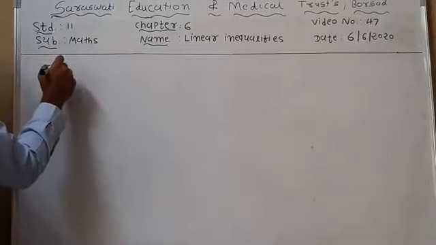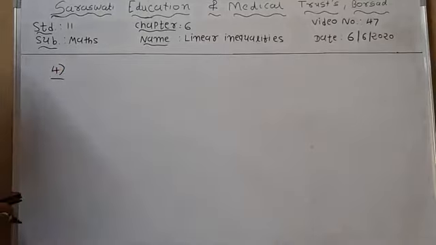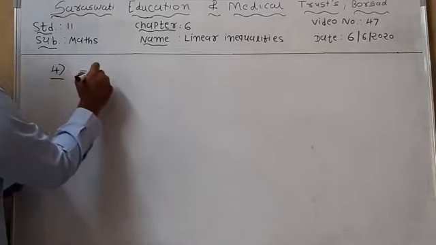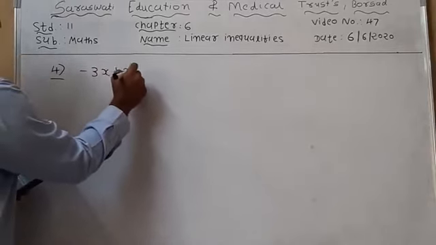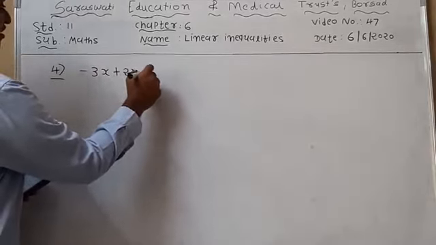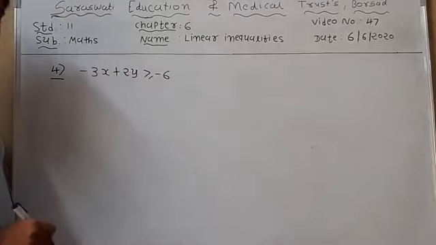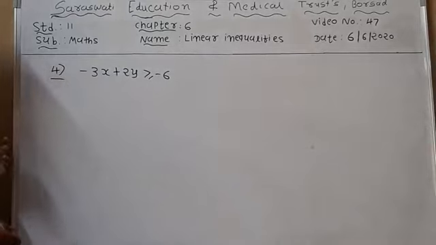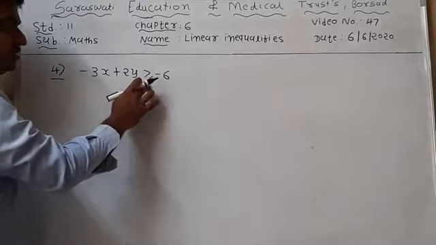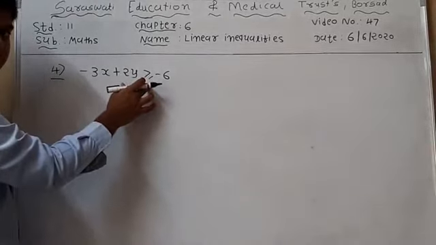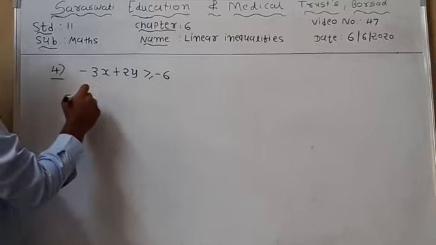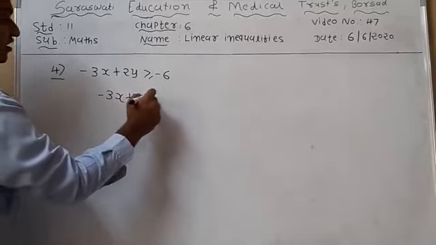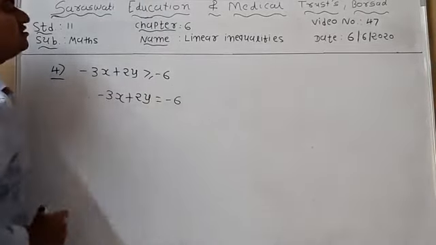Question number 4. Solve the following inequality graphically in two-dimensional plane. Minus 3x plus 2y greater than or equal to minus 6. Again the same method applies. First of all, since the greater than or equal to form is present, write equality in its place. So minus 3x plus 2y is equal to minus 6.